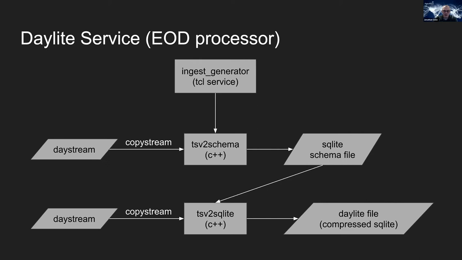At this point in TSV to schema, we're just looking at every key for each line inside of the day stream, and we're inspecting the contents of it so we can determine the appropriate SQLite type for the column we're going to build for that key. And as a result of all of this, it's also going to find any instances where there's a key name that's not a valid SQLite column, and that happens with some degree of frequency. And it'll spit out a schema file. And we'll look in a minute at what the Daylite table or database itself looks like.